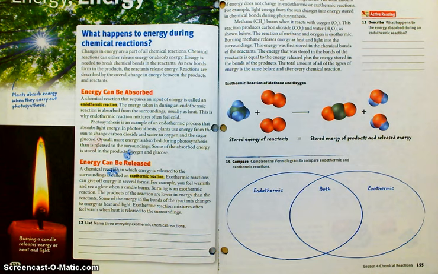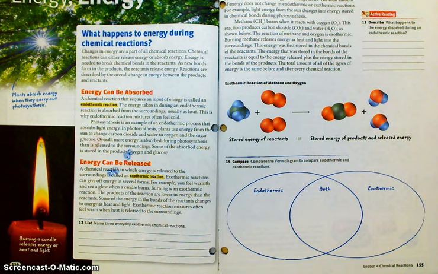Okay, so first of all, what happens to energy during chemical reactions? Well, first of all, let's hop over where it says energy is always conserved. We have another law that says the law of conservation of energy states that energy cannot be created or destroyed. Okay? However, energy can change form. Okay? What this means for chemical reactions is that the total amount of energy does not change.